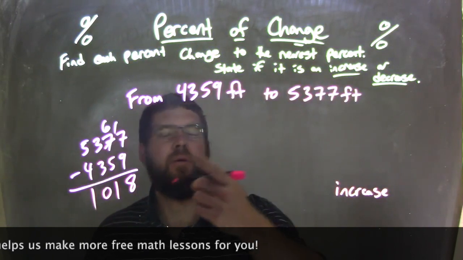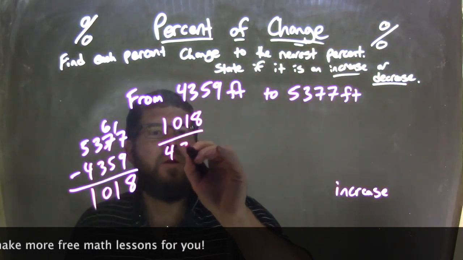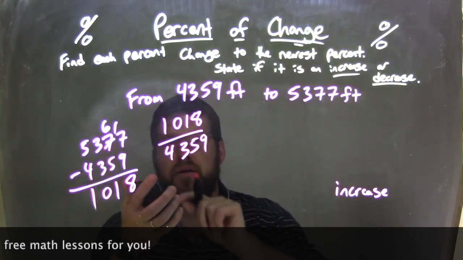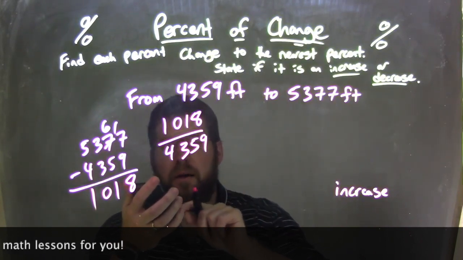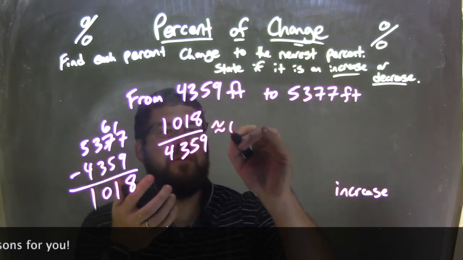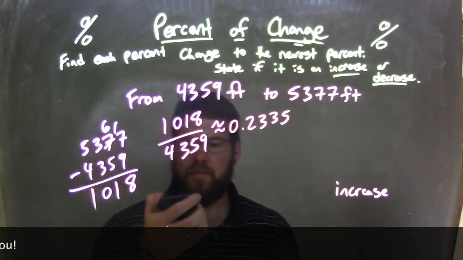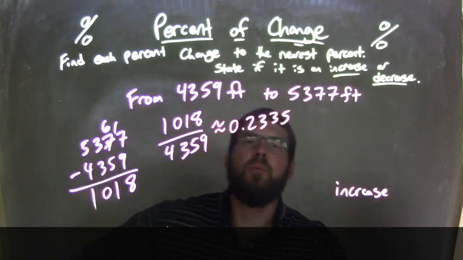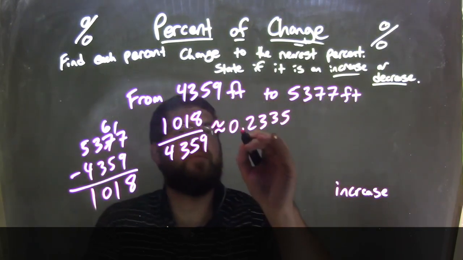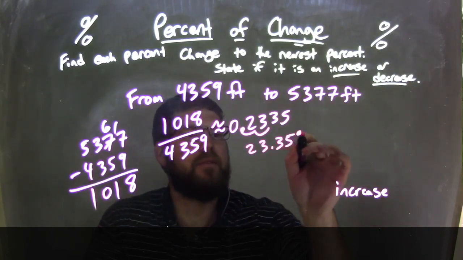It's a feet increase going on, right? So we take that 1,018 divided by our first number, 4,359. And that comes out to be, using that good old calculator here, approximately 0.2335. Yeah, that's good enough. So 0.2335. Well, I can convert that to a percent by moving the decimal 2 units to the right, 1, 2. I'm left with 23.35%.